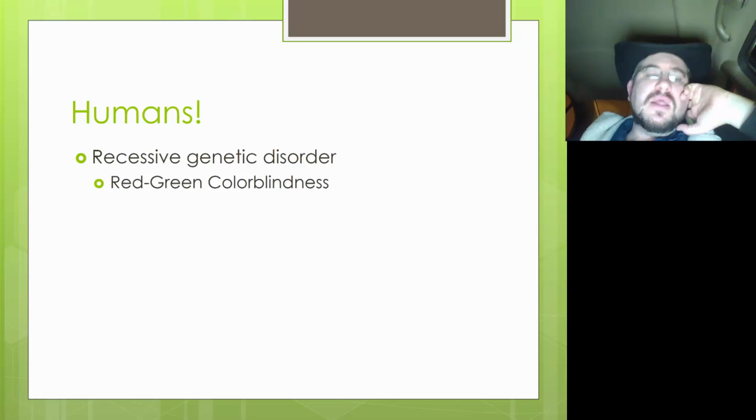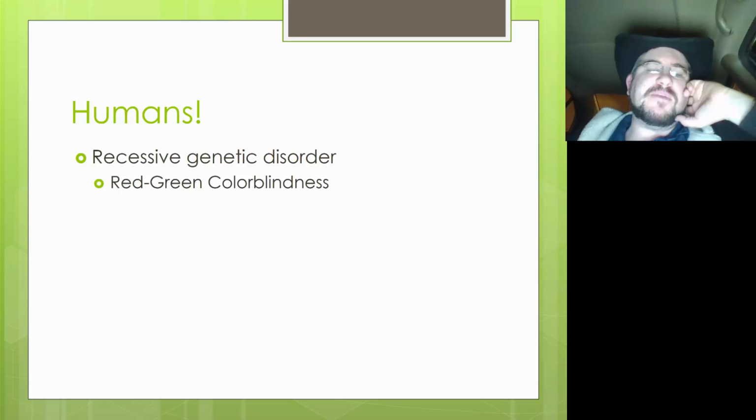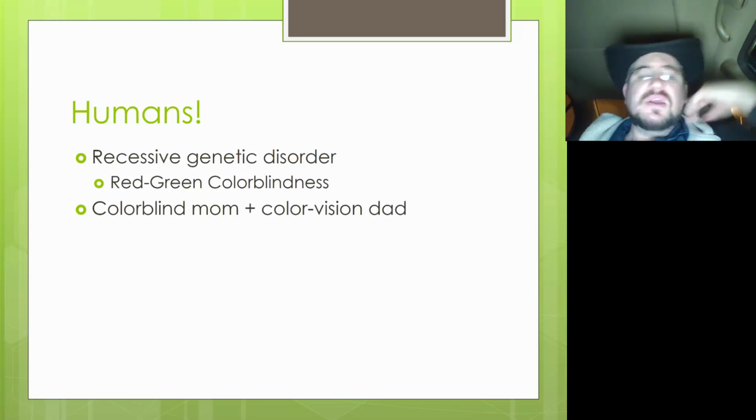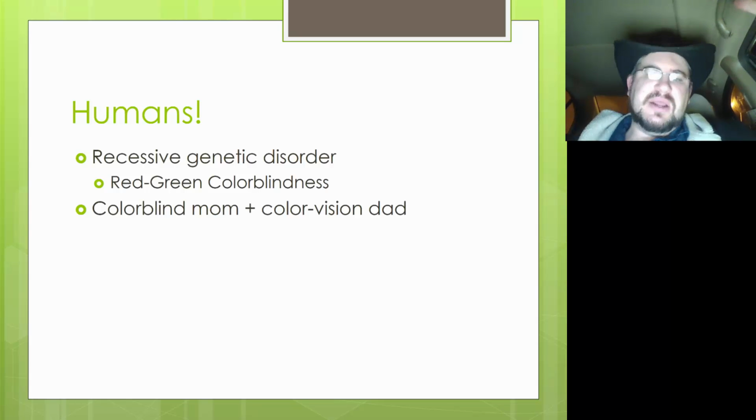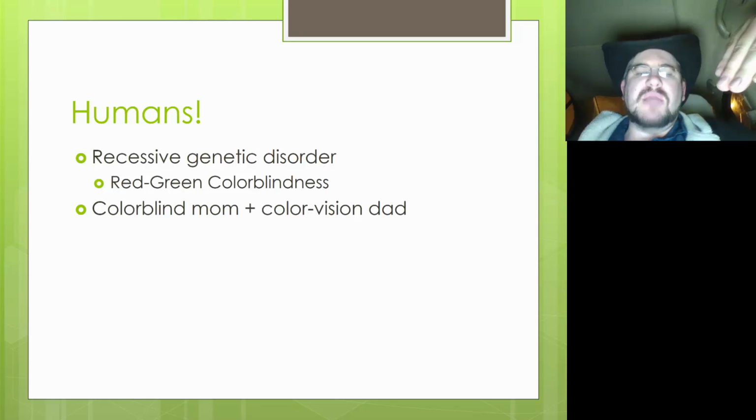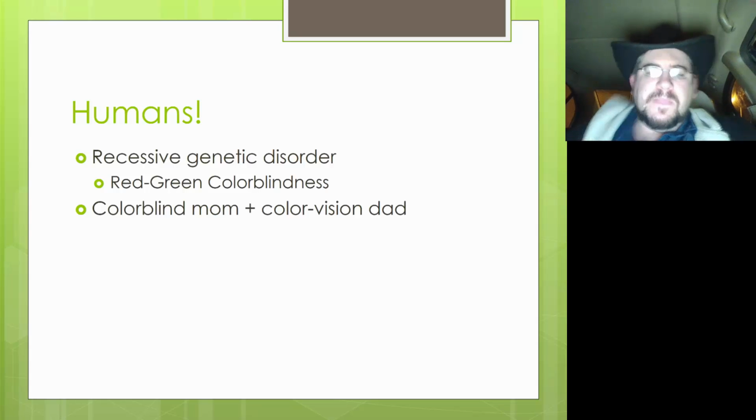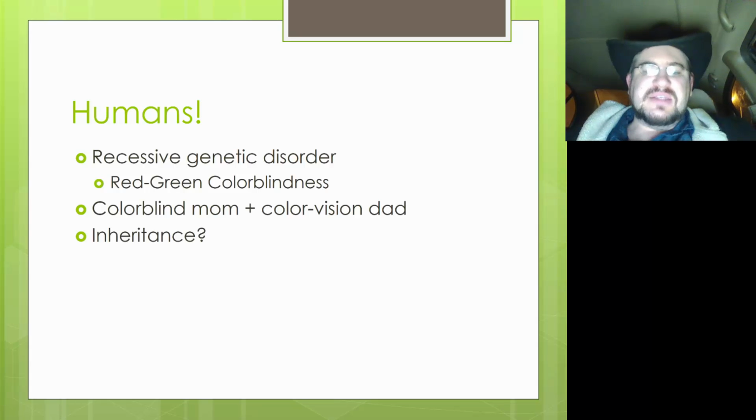First off, let's talk about red-green color blindness and why it's in this chapter. It is, in fact, Mendelian, right? We have Mendelian inheritance with red-green color blindness. It's recessive, so red-green color blindness is the recessive allele, and color vision is the dominant allele. So say you have a colorblind mom and a dad who can see in color, right? And they decide to have kids.